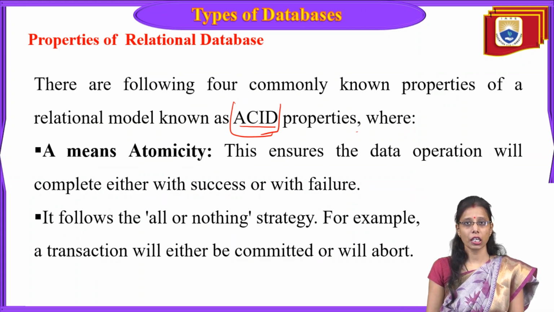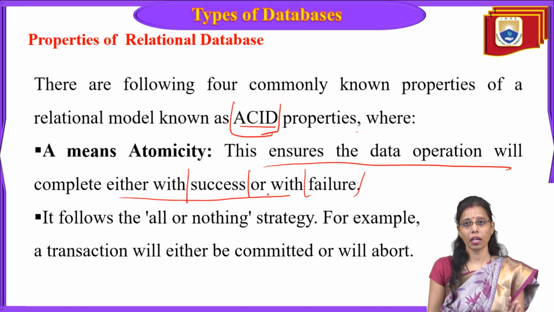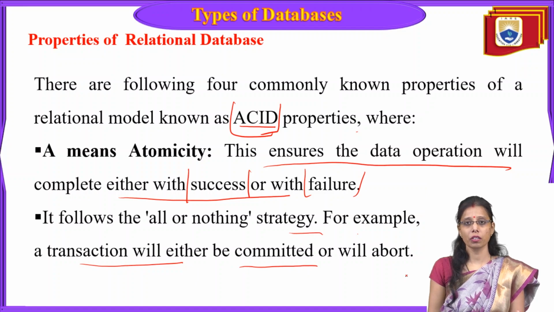Now let us understand what A, atomicity, means. This ensures the data operation will complete either with success or with failure. It should show you the result, either a success or a failure. So it follows the all-or-nothing strategy. For example, a transaction will either be committed or will be aborted. If you put something in the machine, it has to show either that the data is a failure or a success.